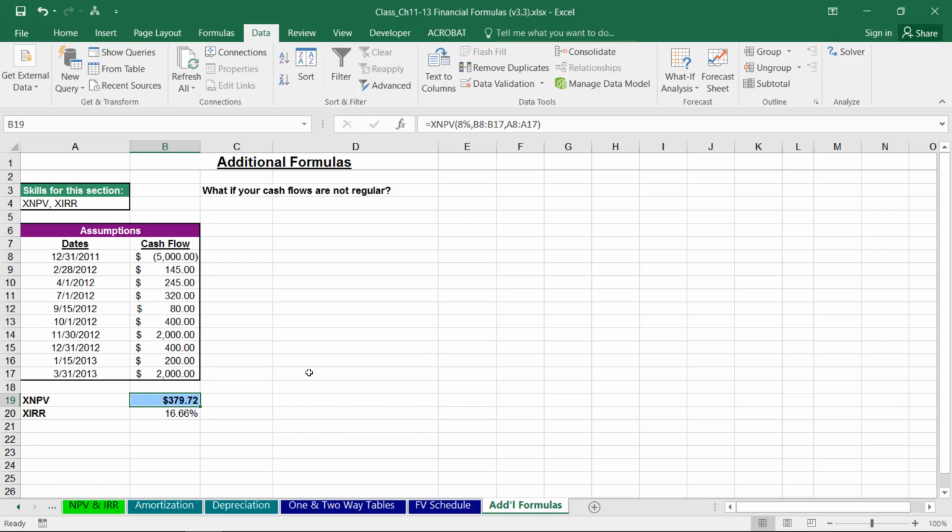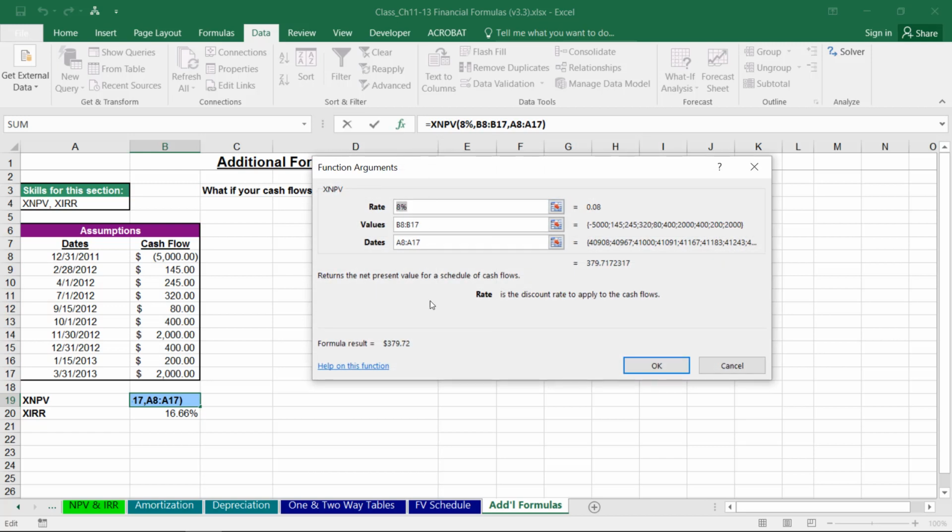What if you ran onto a spreadsheet that had this formula and you didn't know what it was and you wanted to understand it better? Whenever you see a formula that you need more information on, of course you could Google it, but the easiest way is to come up here, click on the formula and then the FX, and then get help on this function. There you have Excel's definition of what's going on.